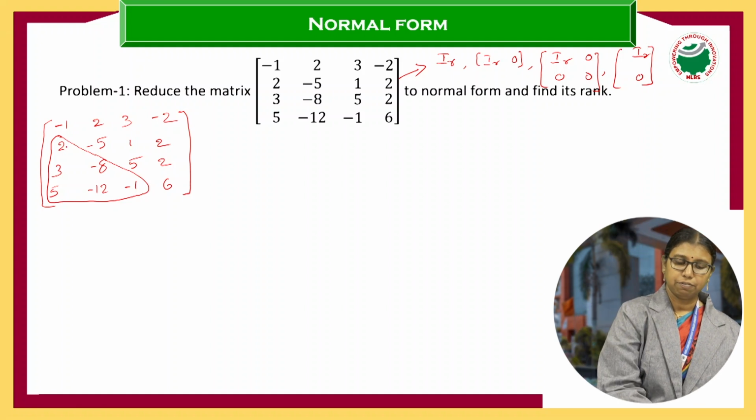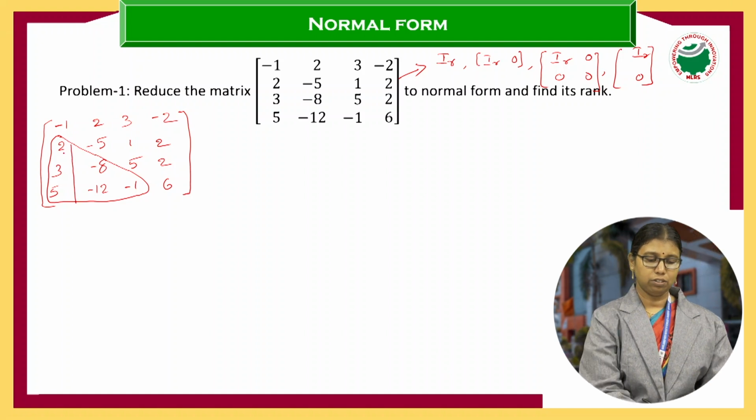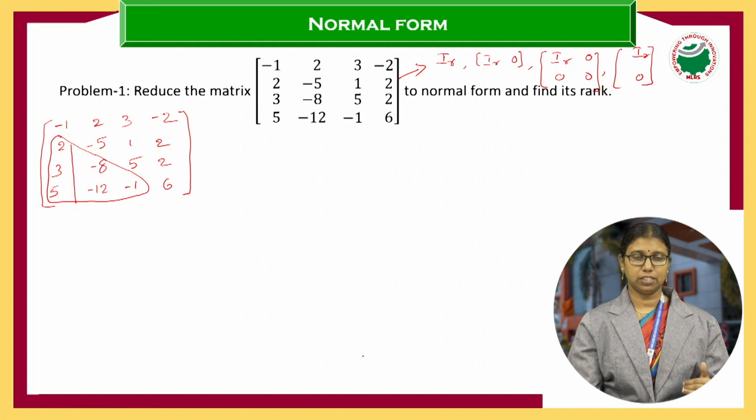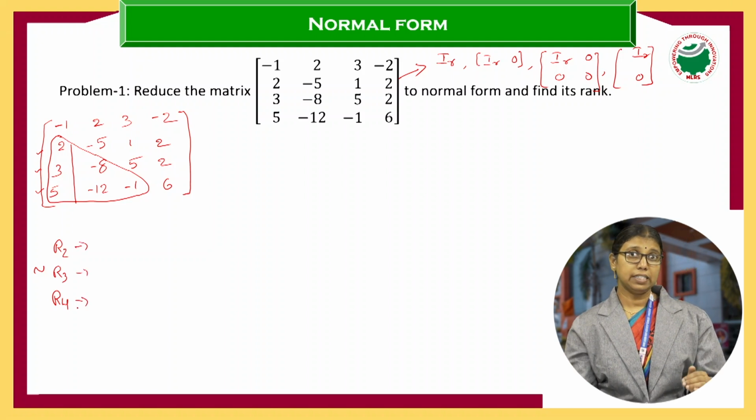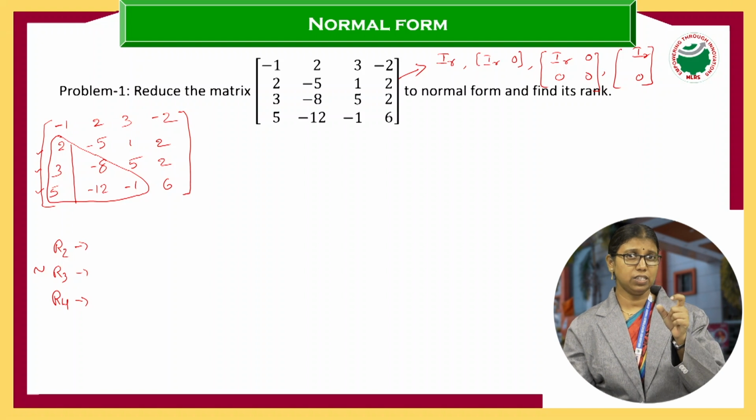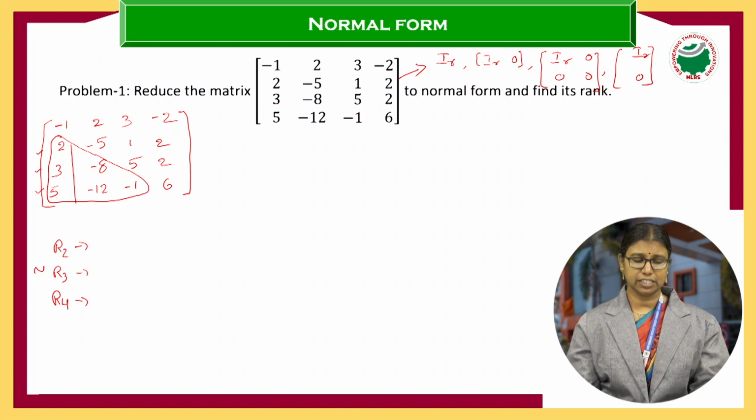Here, first I focus on the values in the first column. I'll convert the values 2, 3, 5 to 0 in the first step. So which rows are we changing here? R2, R3 and R4. So the row operations are on R2, R3 and R4. Now how can we change these values? By using one row only, we can change these 3 rows. So which row are we not changing?